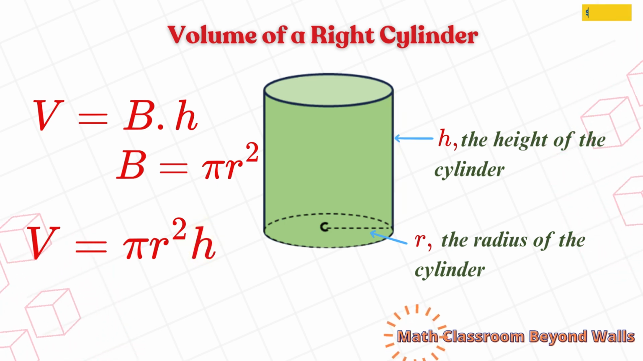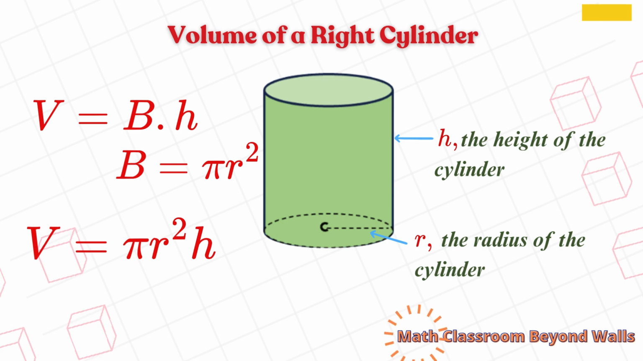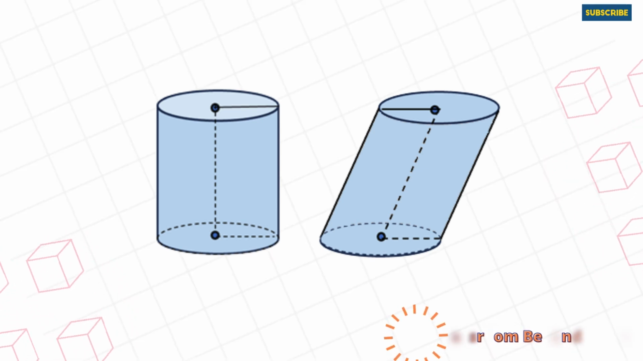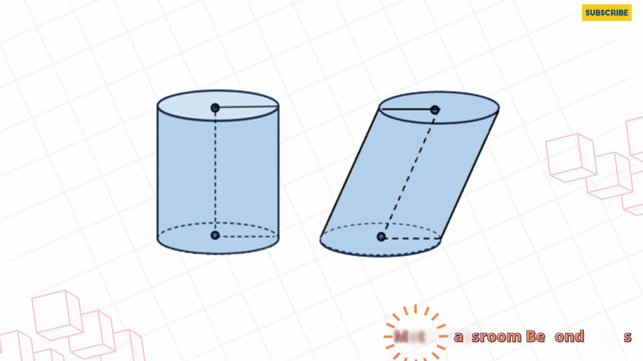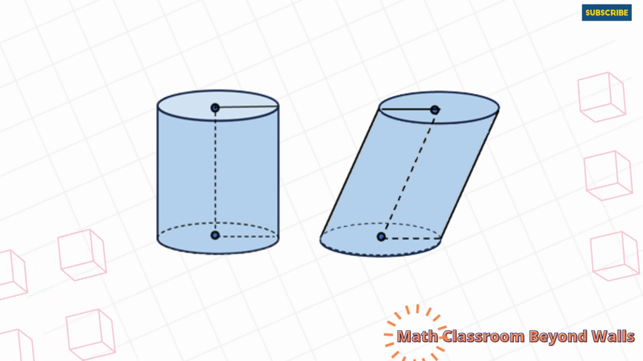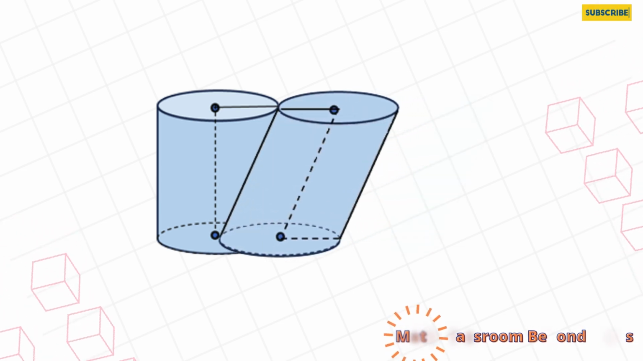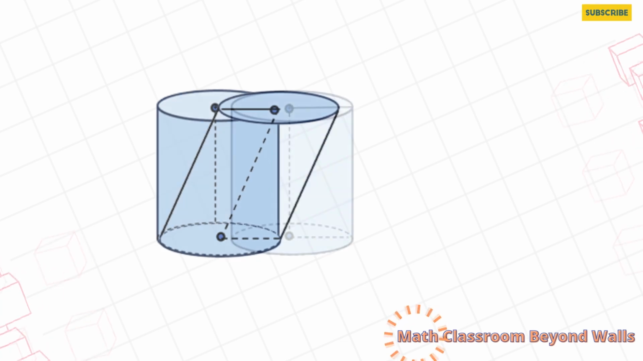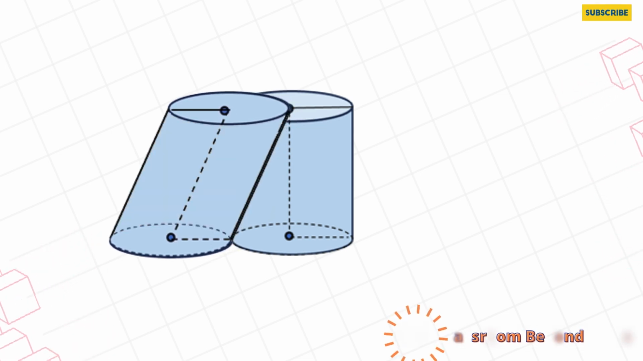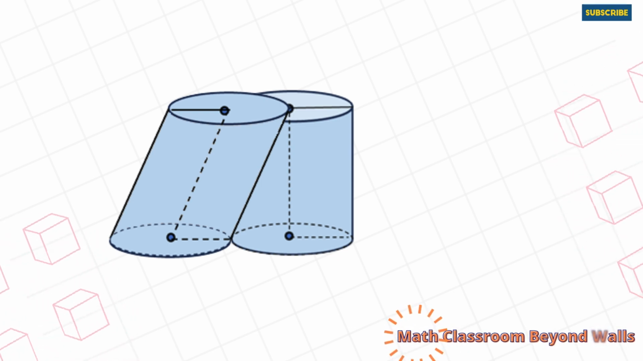Now, what about the volume of an oblique cylinder? How is it determined? Let us look at what we have here. We have here a right cylinder and an oblique cylinder. What do they have in common? Well, they're both circular cylinders. Okay, I want you to observe these carefully, learners. What did you notice about their height? Correct, they have the same height.